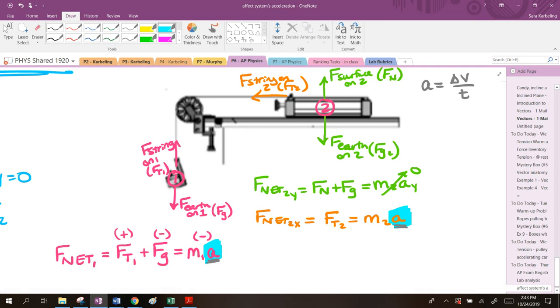How is the acceleration dependent on the mass? Do we see mass in here?